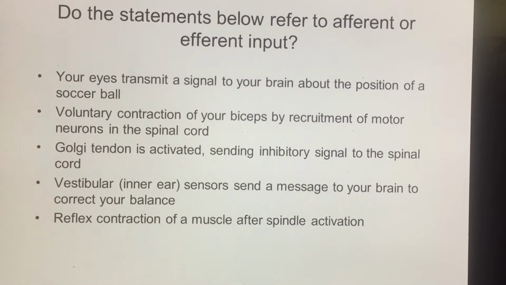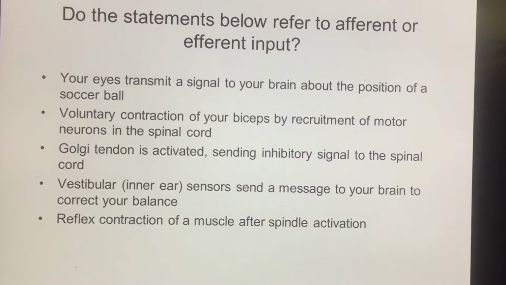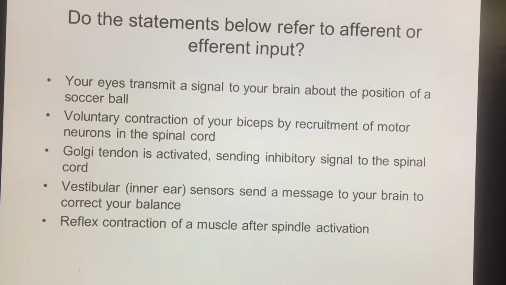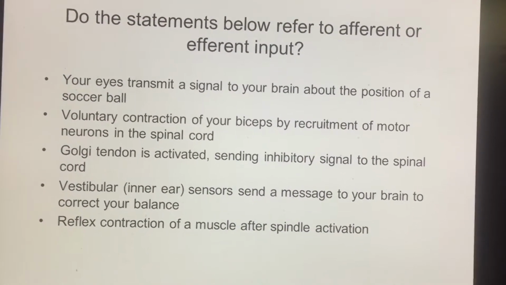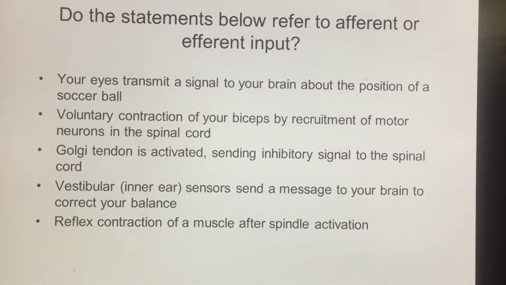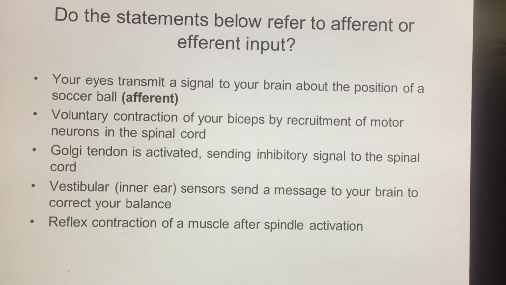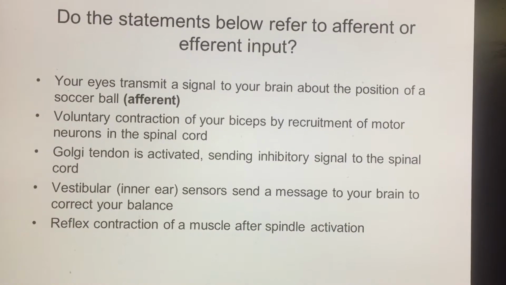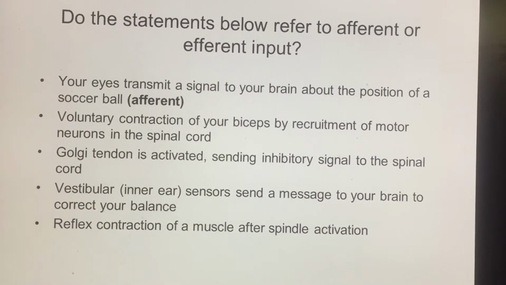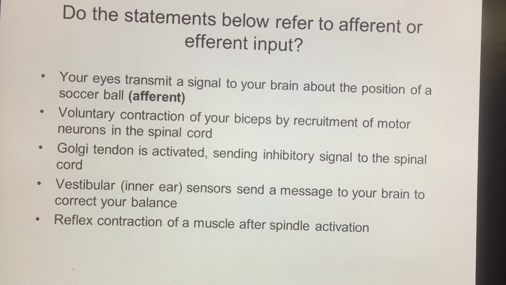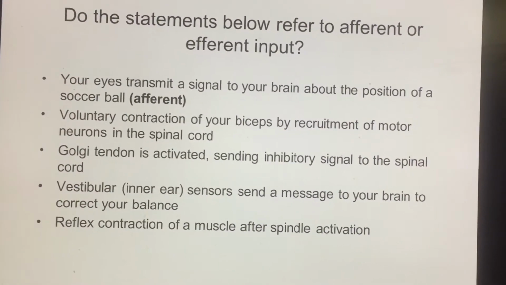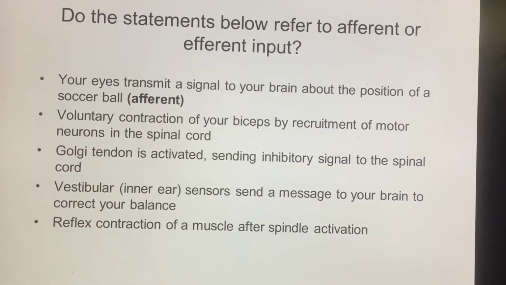So this first example, your eyes transmit a signal to your brain about the position of a soccer ball. That is information going from your receptors in your eyes to your central nervous system or your brain. So that would be afferent. Voluntary contraction of your biceps by recruitment of motor units in the spinal cord. That is done by information coming from your brain and your spinal cord to your muscles. So that is going to be away from the central nervous system.